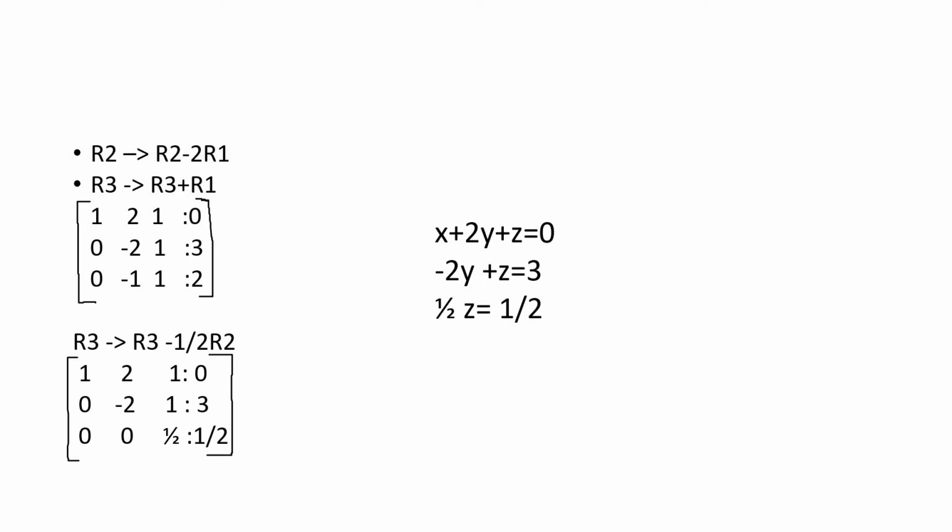From this upper triangular matrix we can form three different equations: x plus 2y plus z equal to 0, minus 2y plus z equal to 3, 1 by 2 z equal to 1 by 2. Here we are using the back substitution method to find the values of x, y and z. From the last equation we get the value of z as 1. Using that you can find the value of y, and by substituting the values of y and z in the first equation we can get the value of x.